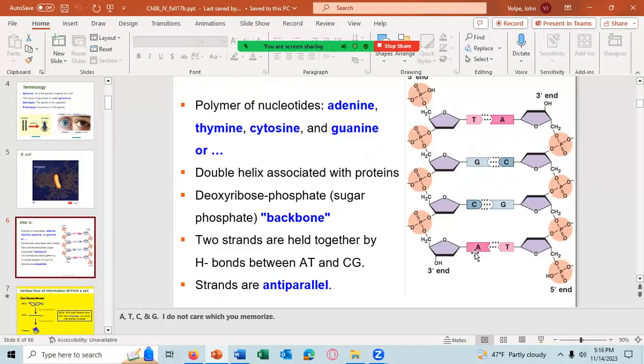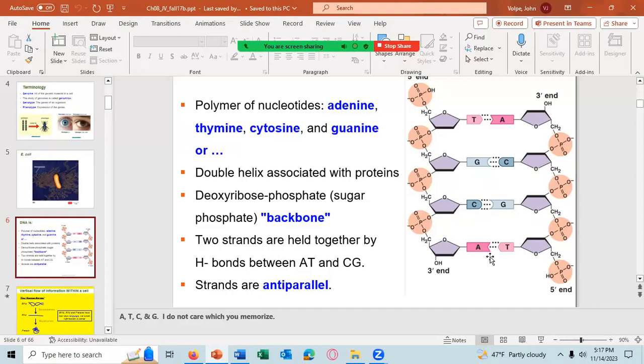The nucleotides hydrogen bond with their pair, their complementary pair, meaning A will pair with T and T with A, and C will pair with G and G with C. And it's these hydrogen bonds between the nucleotide bases that hold the two strands of DNA together. So the two strands are held together only by hydrogen bonds between their complementary nucleotide bases.